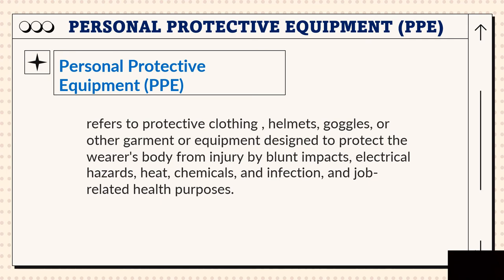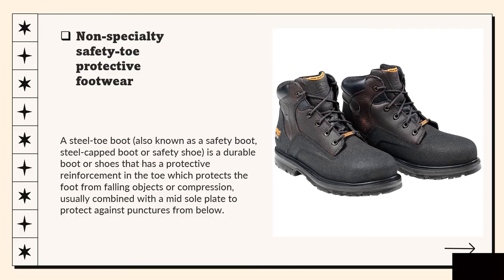Okay, so I have here the list of personal protective equipment or PPE. Okay, so these are the following list of personal protective equipment. So, una dyan, non-specialty safety toe protective footwear. So, ayan, it is a steel toe boot. It is also known as a safety boot, steel cap boot or steel toe.